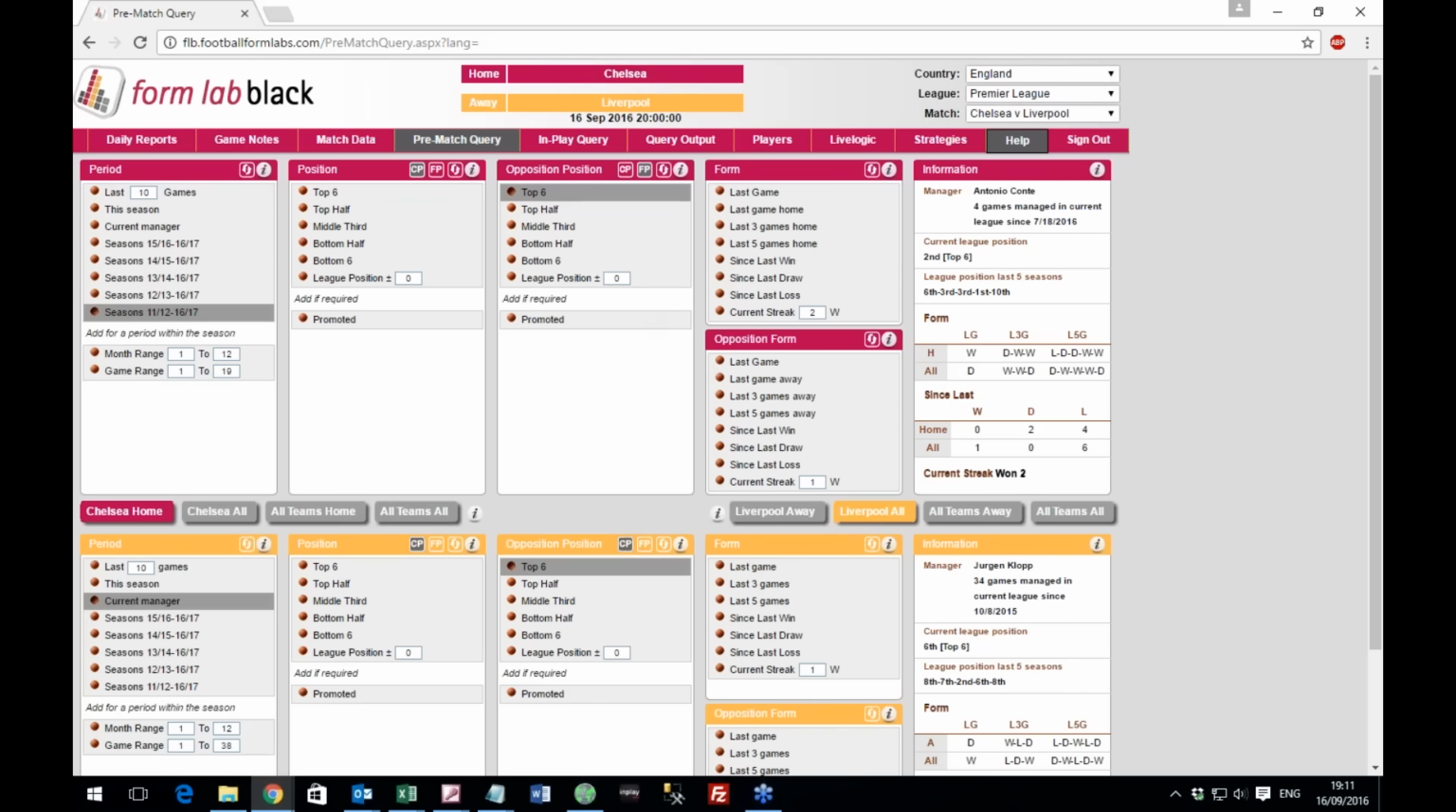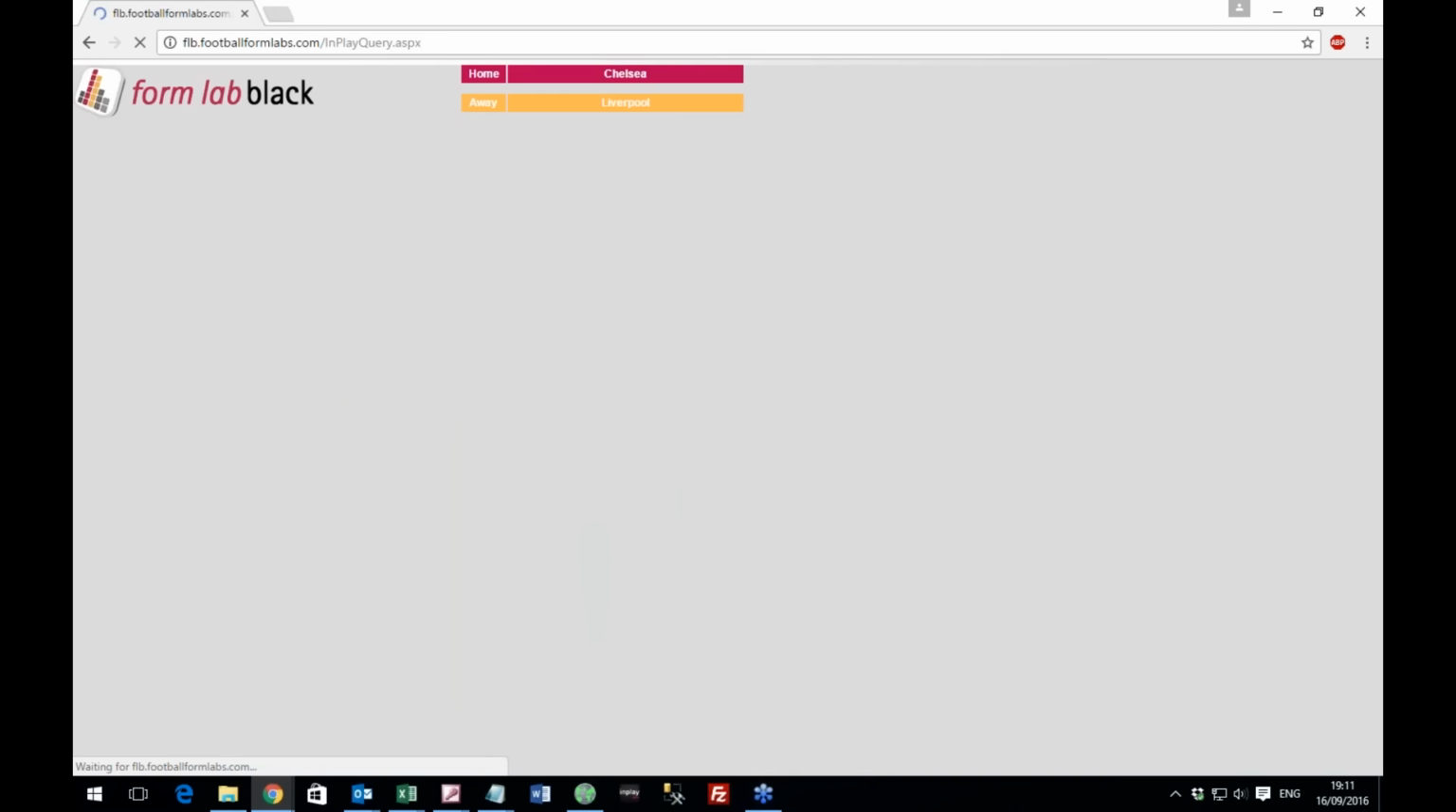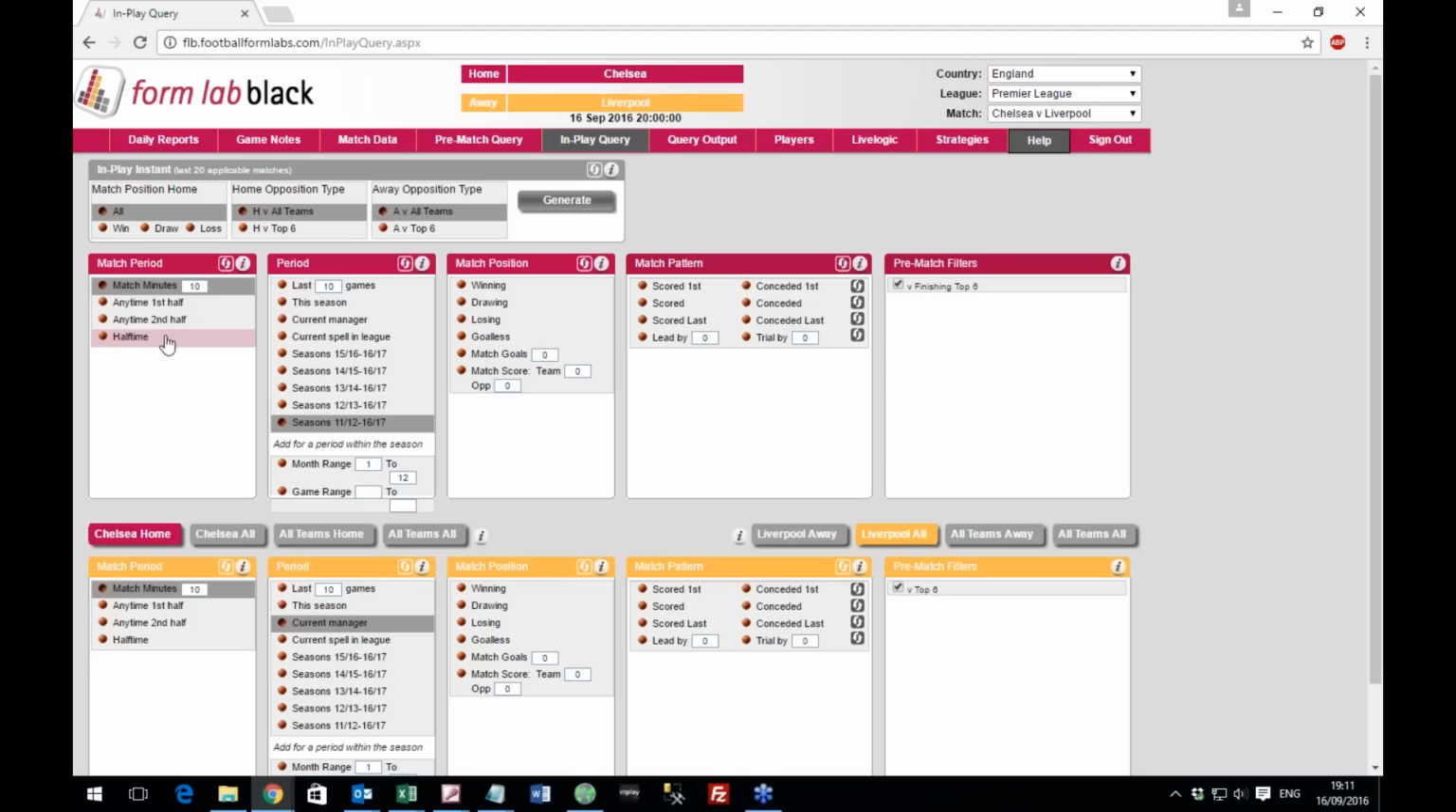We also have the in-play query. In-play, a bit like Ronsil, does what it says on the tin. We can query the same as we could do for pre-match for all the past games in our database, but this time we can choose any situation during the match. You see on the left we've got match period. We can also carry across any pre-match filters we might have.